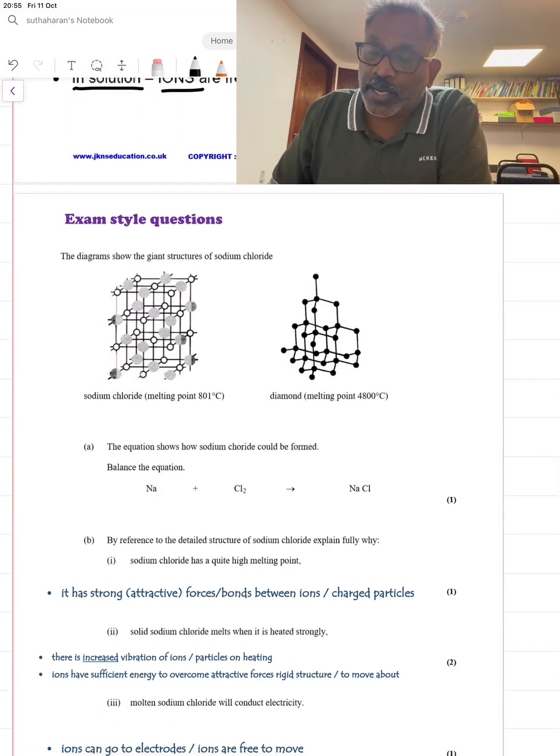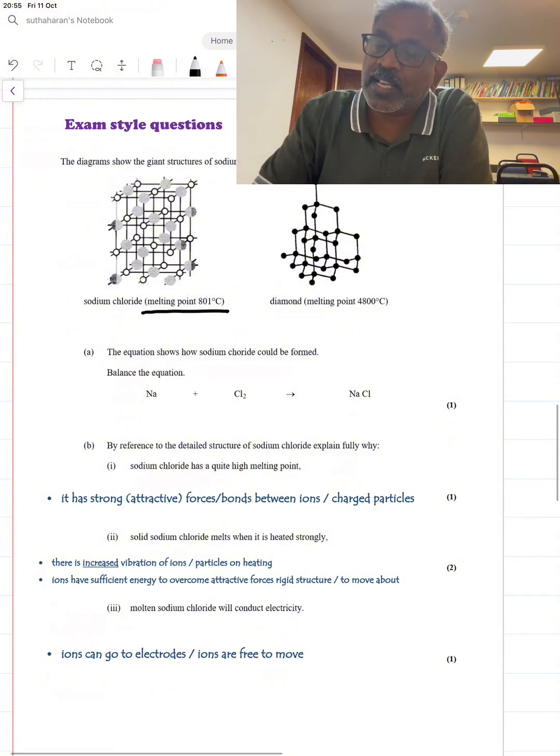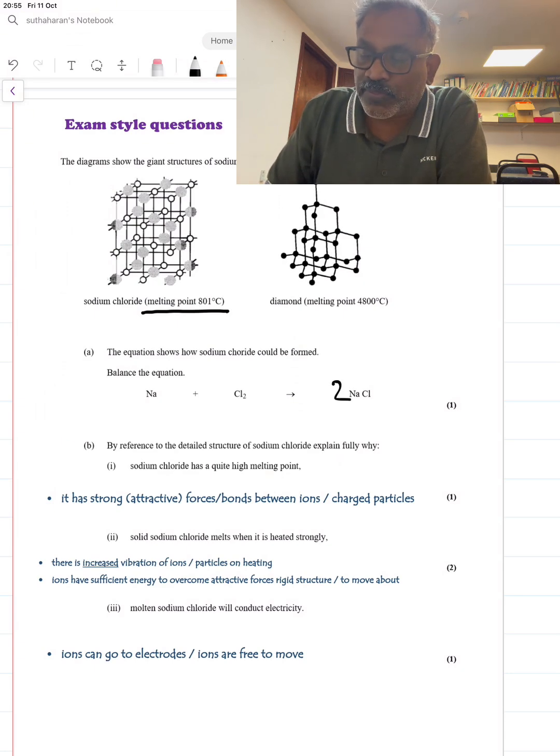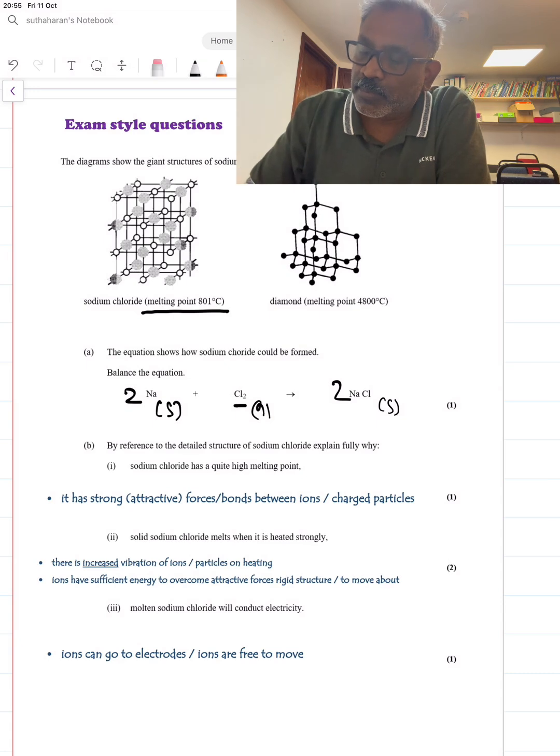The sodium chloride in a 3D structure is given to you, with a melting point of 801. Question 1 is simply balancing the equation. You would have practiced a lot of balancing equations. So I'm going to simply put 2 in front of sodium chloride to balance the 2 lots of chlorine here. Sodium is a metal, solid. Chlorine is a simple covalent compound, it's a gas. And sodium chloride is an ionic compound, it's a solid. That's 1 mark. Pretty straightforward.